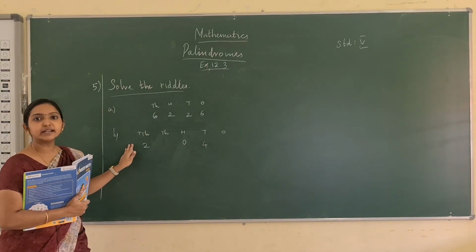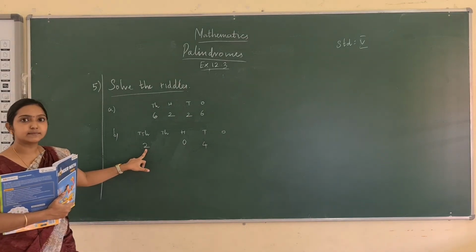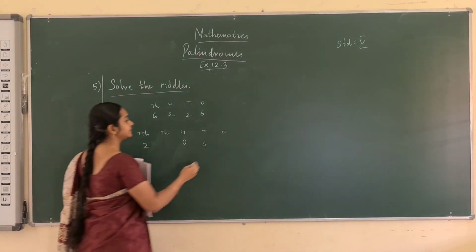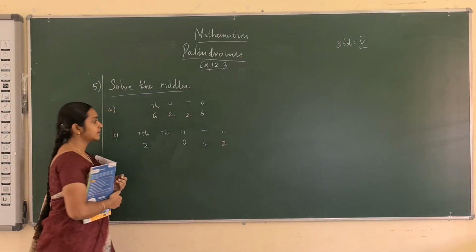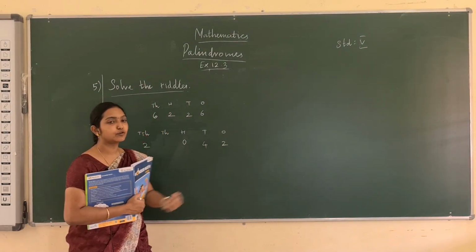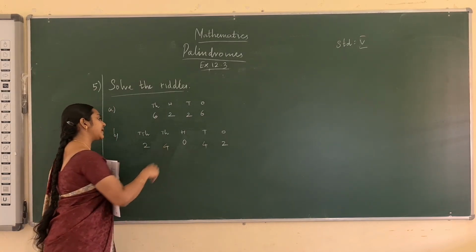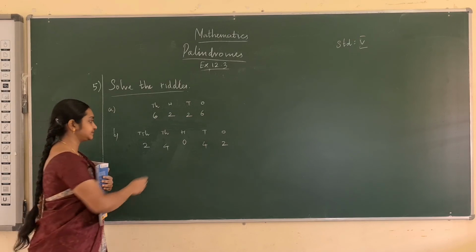It is given that it is a palindromic number. So the number that is starting must be the number that is ending. So if we reverse, next to 2 we should have 4. So next to 2 here also we should have 4. So this is a palindromic number that we have got.